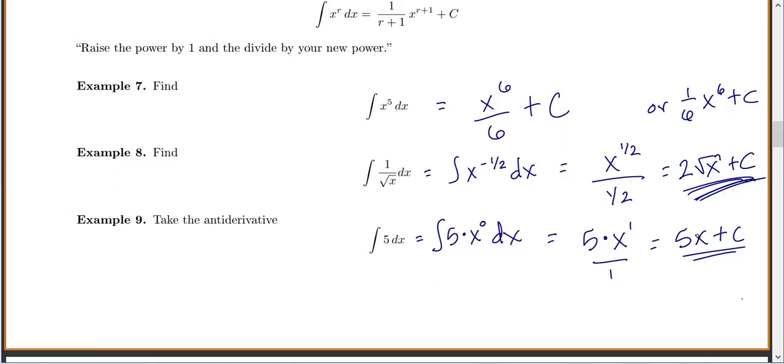If you're not sure if you believe me, go ahead and take the derivative of this. The derivative of 5x is 5. Derivative of c is just 0. So I'd be back at 5, which is where we started. Okay, so again, this is a handy trick. If you need to take the integral of just a constant, pretend that it's times x to the 0, or rewrite it as x to the 0.